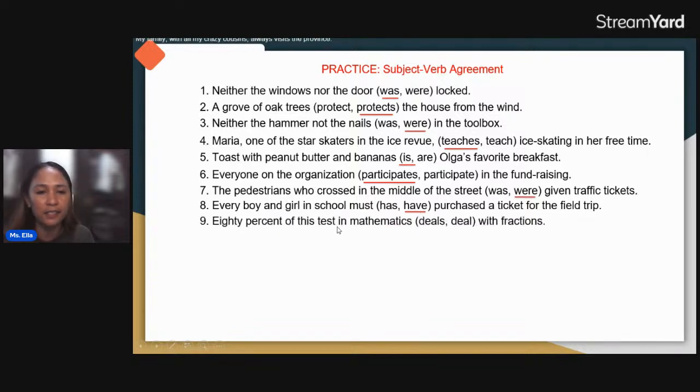Okay, now let's continue. Number 9. 80% of this test in mathematics deal with fractions. Again, 80% of this test in mathematics deal with fractions. Is it deals or deal?